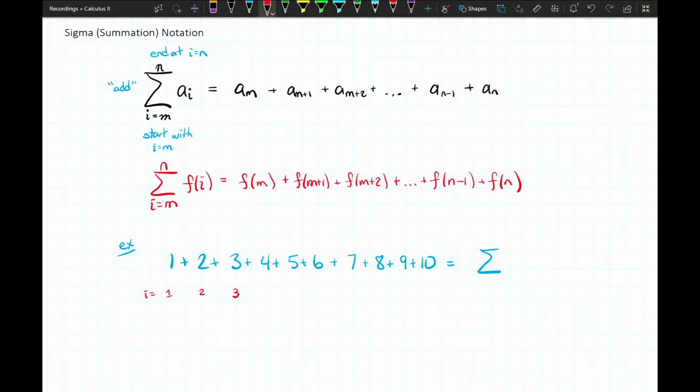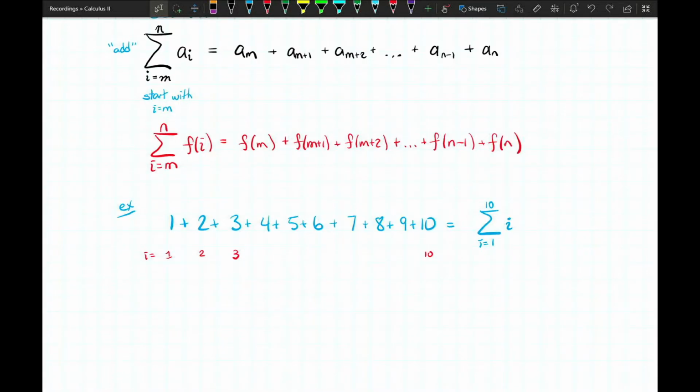So it's pretty easy to come up with a formula. If we let the starting index equal 1, then we should end at a final index of 10. And we can calculate each of these terms from the index because it's simply the index itself. When you plug i equals 1 into the first term, we get 1. When i equals 2 for the second term, we get 2. Pretty straightforward.